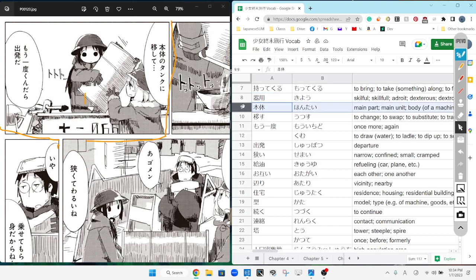Kyo dana. Hontai no tanku ni ido utsusu shite mo ichido kundaro hatsudo da. Hontai means like main part. Tanku ni. We're going to move the main part of the tank. And then one more kun.